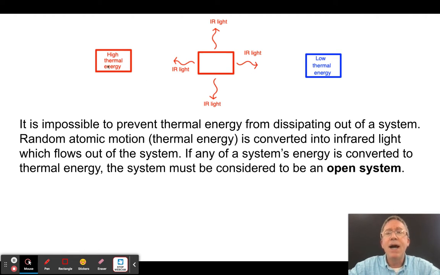And here's why. I have an object with high thermal energy. Let's say I put it in a vacuum. It's in a magnetic field. It's in outer space. There's nothing touching. Well, here's what's going to happen. Wiggling atoms make infrared light. And that infrared light is going to go off in all directions. And there's no way to stop that from happening. So no matter what I do, those wiggling atoms make light, and that light is energy, and it flows out of the system. So I'm always going to have objects that are hot. They're going to cool off, always. So energy is going to dissipate from the system.